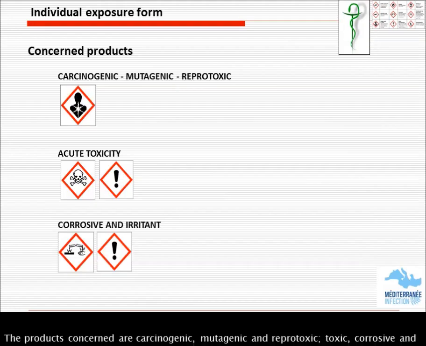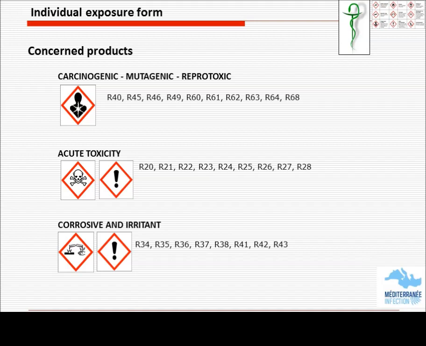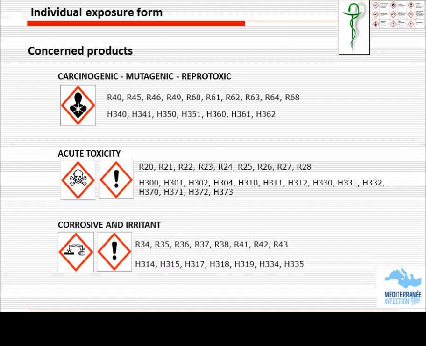The products concerned are carcinogenic, mutagenic and reprotoxic, toxic, corrosive and irritating products. Here are the R risk phrases, or mention of danger H, of the products concerned.